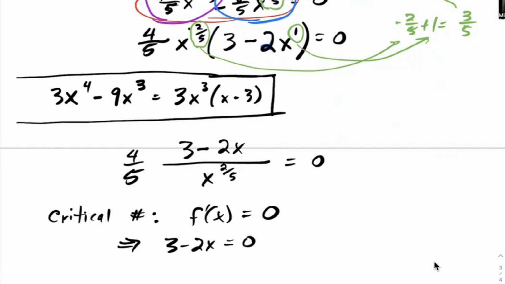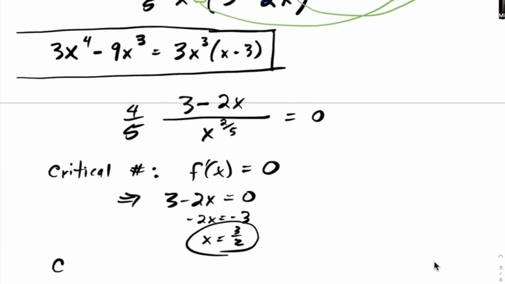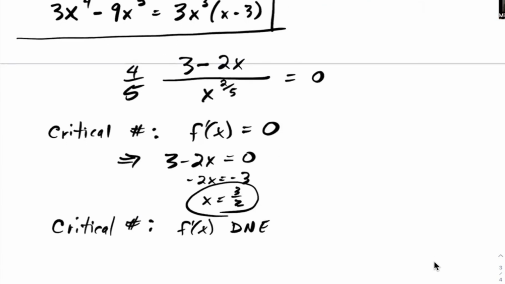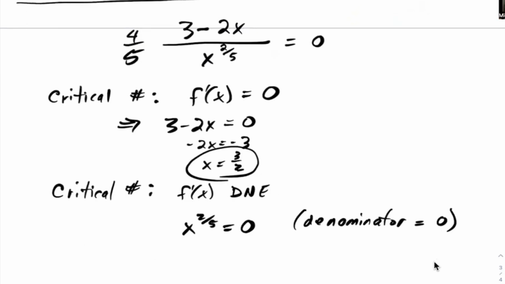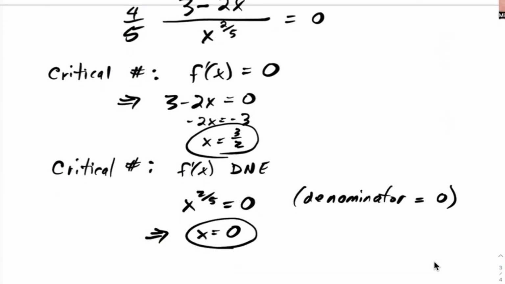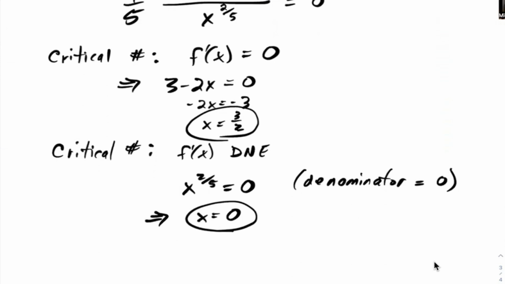And if I solve for x, I get negative 2x equals negative 3, divide by negative 2, and I get x equals 3/2. So there's a critical number. But I also have a critical number if the derivative does not exist. And where does the derivative not exist? Well, that's when the denominator equals 0, because I have a rational expression, a fraction. And when does x to the 2/5 equal 0? That means that x equals 0. So that's also a critical number. So I have two critical numbers here, x equals 3/2 and x equals 0.